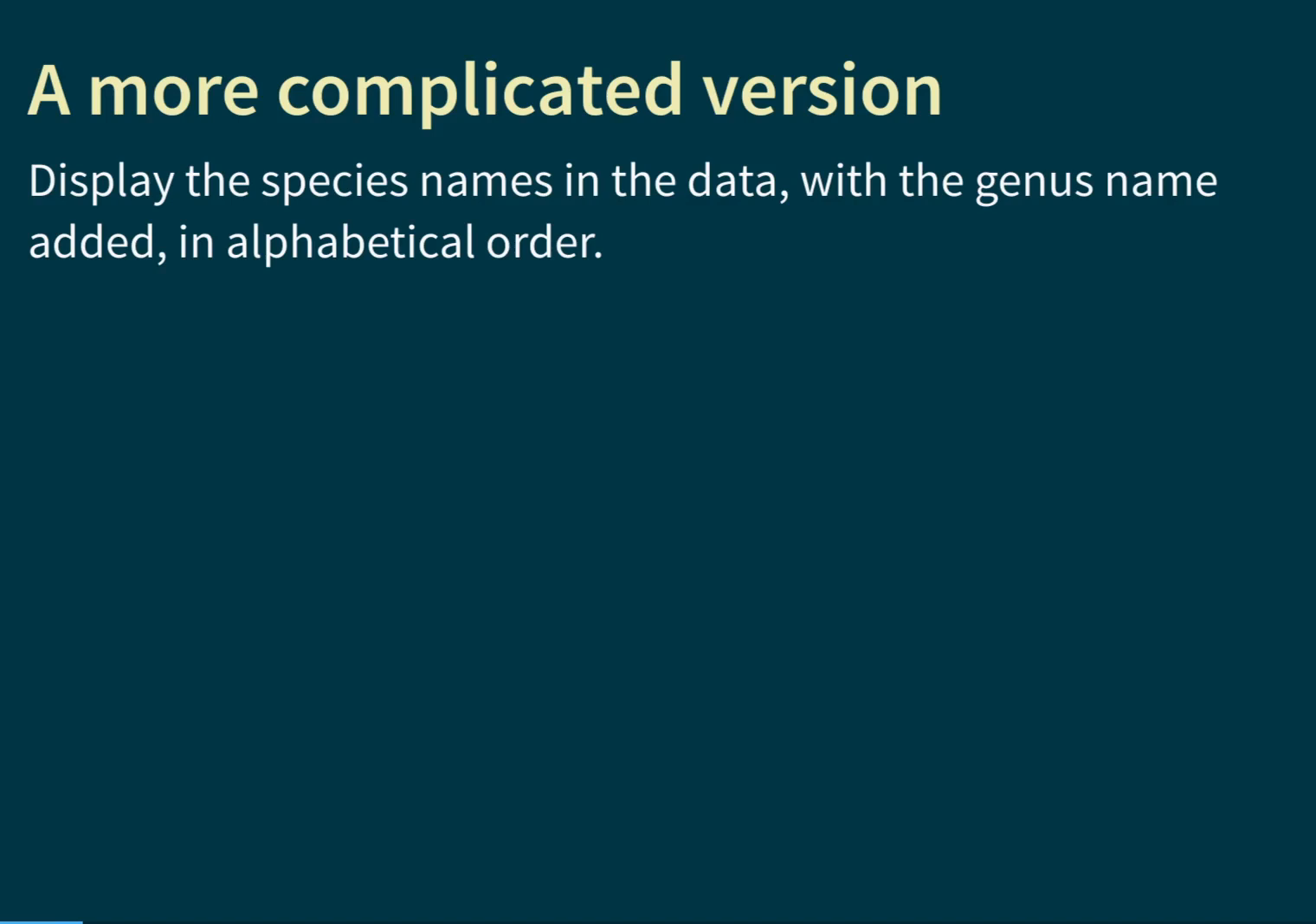So here is a slightly more complicated version of the exact same problem. Namely, here is the description. We want to display the species names in the data, but with the genus name also added. Remember, all these snails come from the genus Nesiotus, so we will want to add that to the names. And also we'll want to sort these species in alphabetical order. So as usual, there could be many possible solutions to this problem.